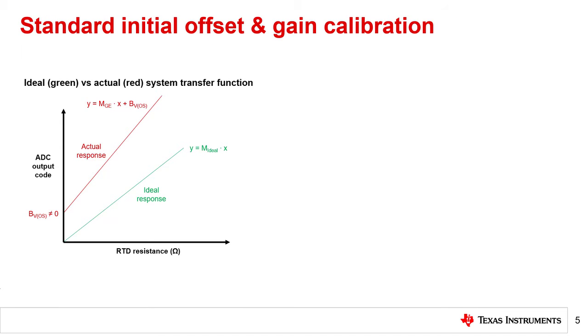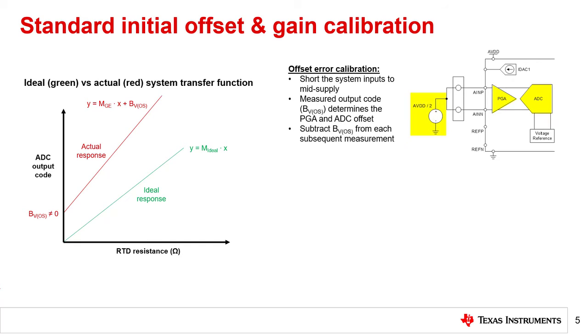Shown on the left are the ideal and actual transfer functions introduced on the first slide in this presentation. We determined that the actual response has both offset and gain errors, which we can remove by calibration. The first step in the initial error calibration procedure is to remove the offset. As shown in the top right, the offset calibration involves shorting the ADC differential inputs together, typically to a mid-supply voltage.